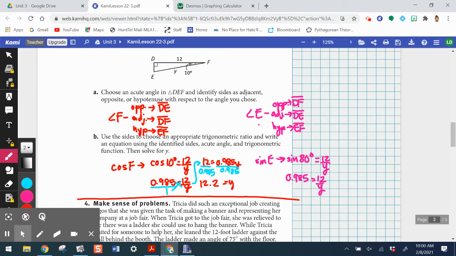So hopefully now we're seeing the usefulness of these trig functions, why we learned sine, cosine, and tangent, and how to actually use these trig functions to find a missing side.